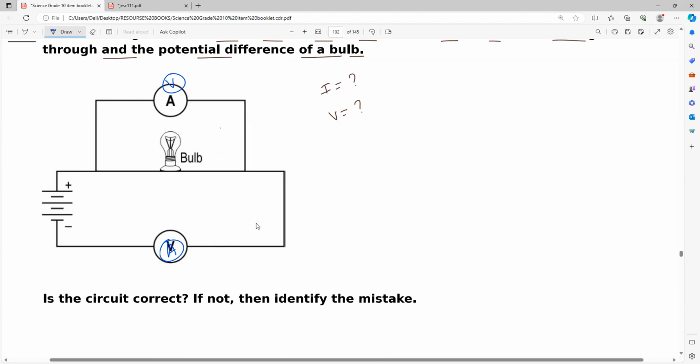Ammeter should come here, because an ammeter must be in what connection? Series connection. A voltmeter must be in what connection? Parallel connection. Okay, that's all. So if not, identify the mistake. The ammeter and voltmeter need to be modified. That is what you have to remember.